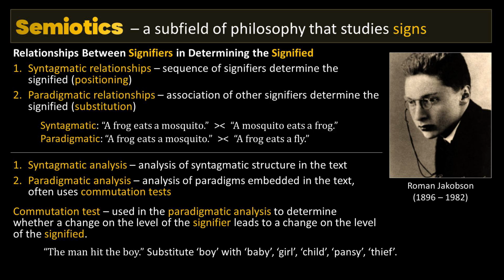In practice, we use two main analytical approaches. Syntagmatic analysis examines the structure and sequence of elements in a text. Paradigmatic analysis explores possible alternatives and substitutions, often using commutation tests, where one element is replaced with another to see if meaning changes. For instance, a frog eats a mosquito versus a mosquito eats a frog changes meaning due to sequence, while swapping mosquito with fly tests alternative possibilities.